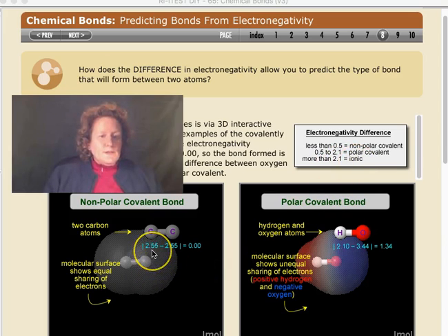So if we look at the difference here between carbon and carbon, carbon is exactly the same. There's no difference. It's less than 0.5, so it's nonpolar covalent. That makes sense, I hope. The difference between hydrogen and oxygen is 1.34, and that falls in the middle between 0.5 and 2.1, and so that's a polar covalent bond.